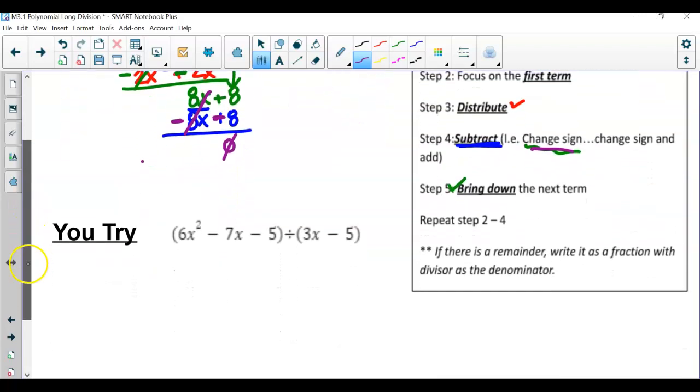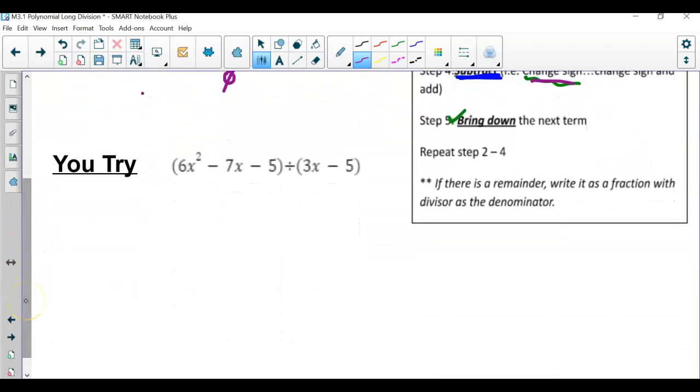So go ahead now, pause the video and try this one. Let's see what you get. And here we go. So I'm going to set up my divisor, 3x minus 5. So I've got 6x squared minus 7x minus 5. Here we go. First term into the first term. Well, 3 goes into 6 2 times.